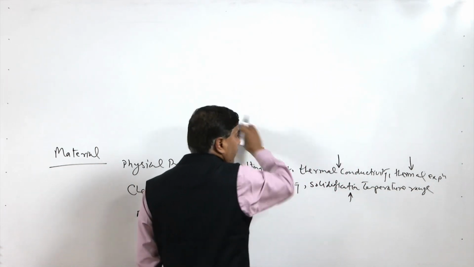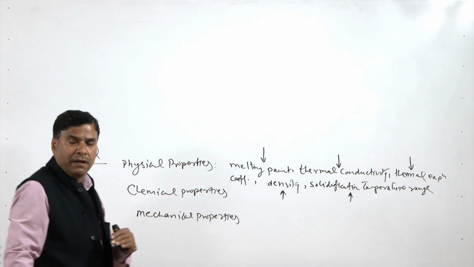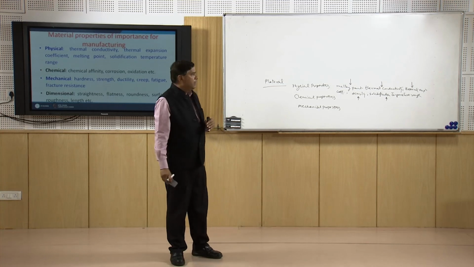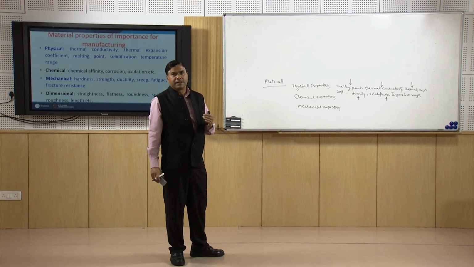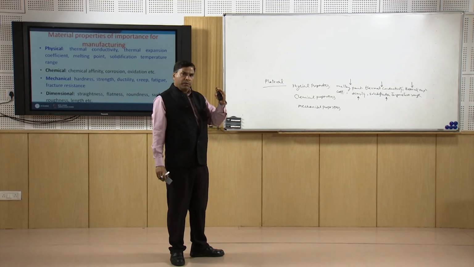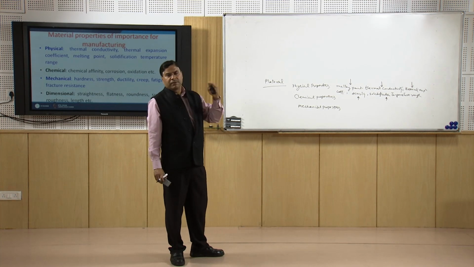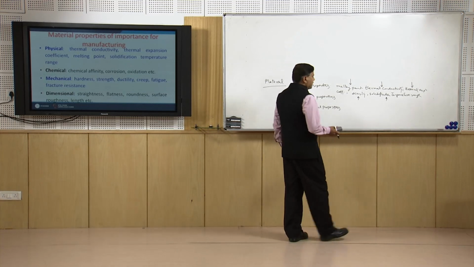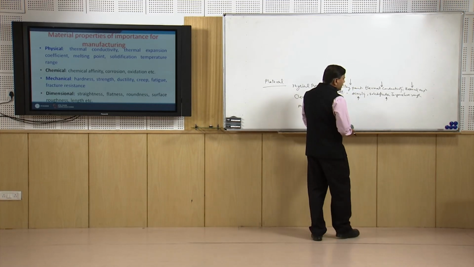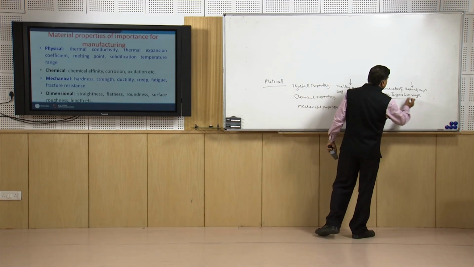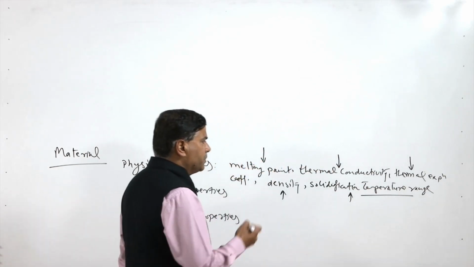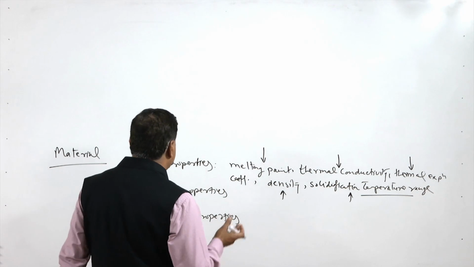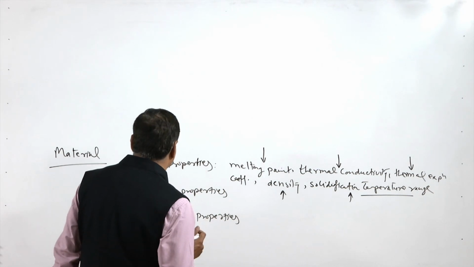Pure metals solidify at one temperature, and similarly eutectic alloys also solidify at one temperature, but the normal other alloys solidify over a range of temperature. So, that is called the solidification temperature range, and it affects the soundness and the cracking tendency of the material which is being made by either welding or casting processes.